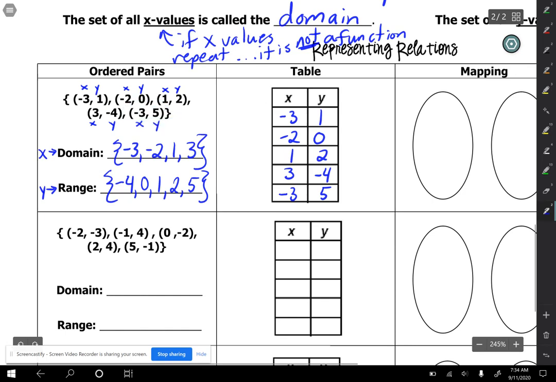Okay, so that's the table. That's all you have to do. Again, if your x values repeat in a table, that shows you that it's not a function. So since our -3's repeat in this x column only, I don't care about the y's, just the x values. If they repeat, this is not a function.